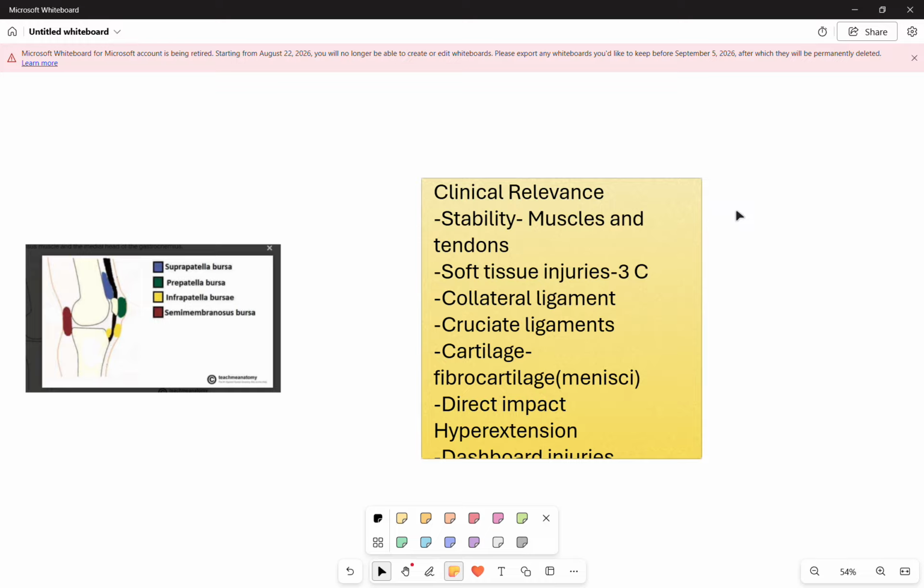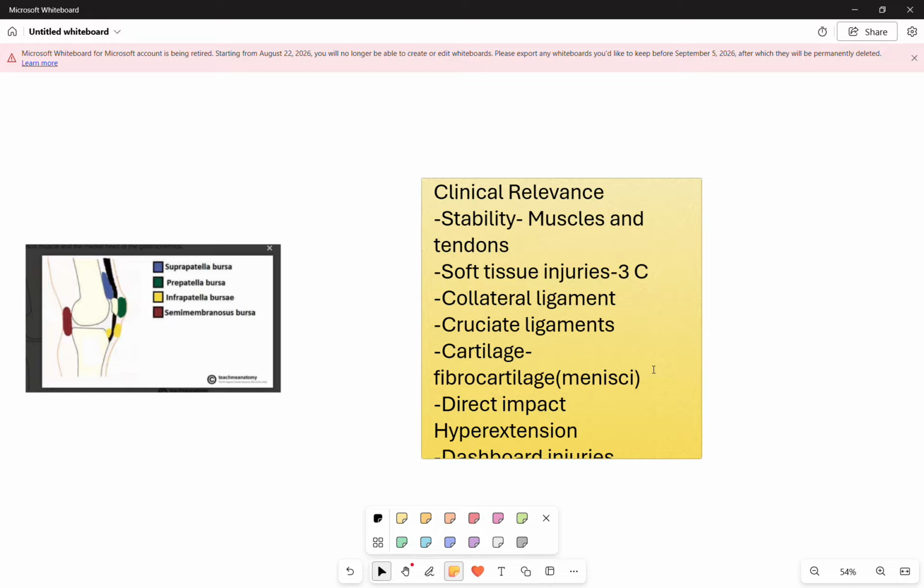And then we come to soft tissue injuries. Remember the 3 C's. Soft tissue injury can be related to collateral ligaments, either medial collateral ligaments or lateral collateral ligaments. It can be related to cruciate ligaments. And the last C is cartilage, fibrocartilage, menisci. Menisci can be damaged. So the collateral ligaments can be damaged when there is either forceful adduction or forceful abduction. This can damage either the medial or lateral collateral ligaments.